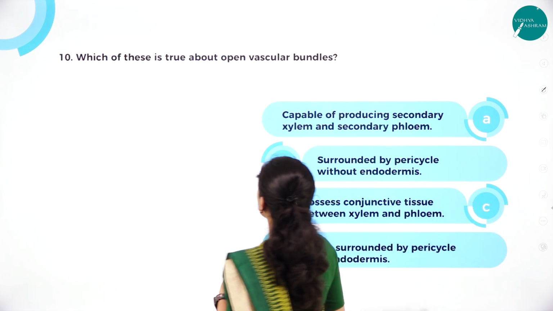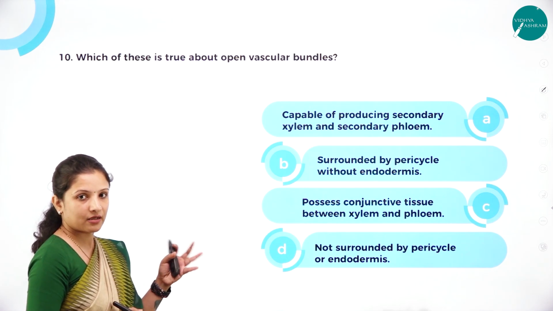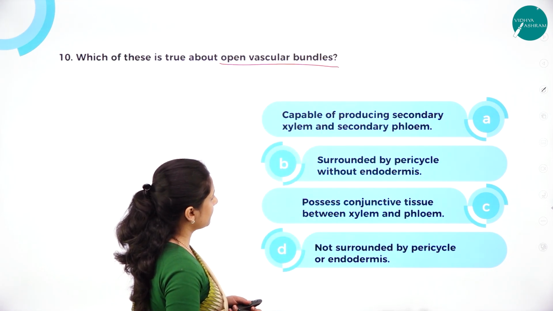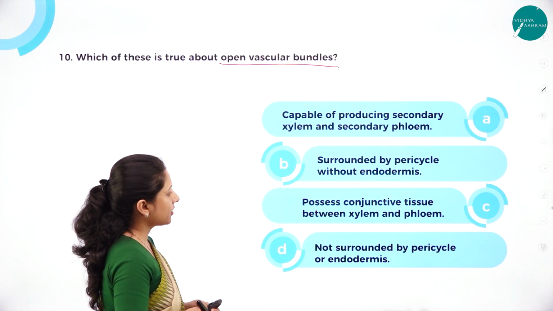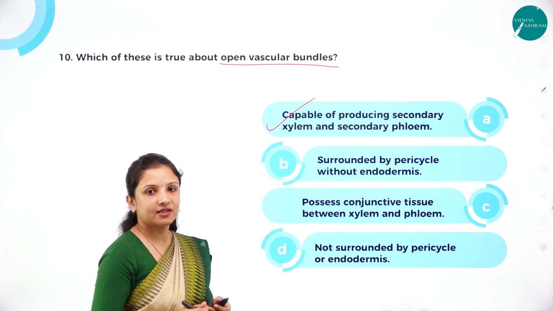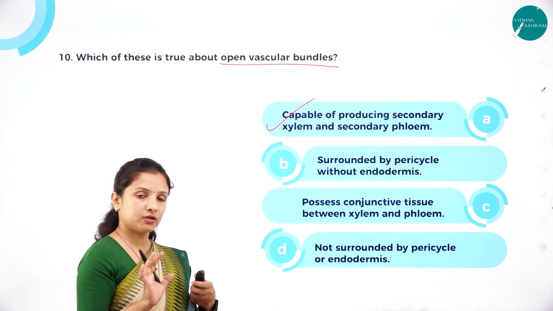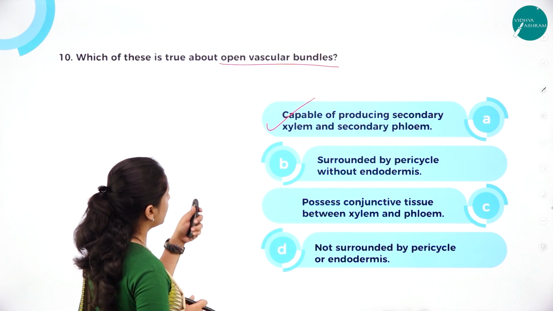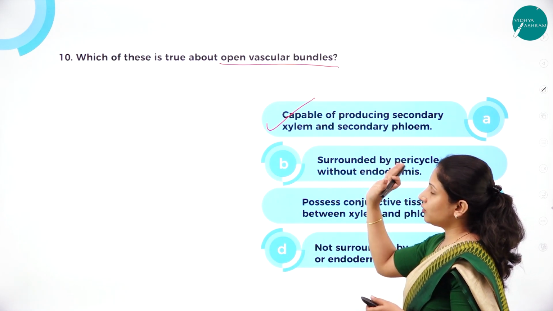Next, which of these is true about open vascular bundle? There are a number of statements given. Again here, it is about the open vascular bundle, so don't get confused. Capable of producing secondary xylem and phloem, surrounded by pericycle without endodermis, possessing conjunctive tissue between xylem and phloem, not surrounded by pericycle or endodermis. Here, open vascular bundles are not capable of producing secondary xylem and secondary phloem. They have one patch of phloem and below that one patch of xylem. So the right option here is option A. Open conjoint vascular bundles are not capable of producing secondary xylem and secondary phloem.